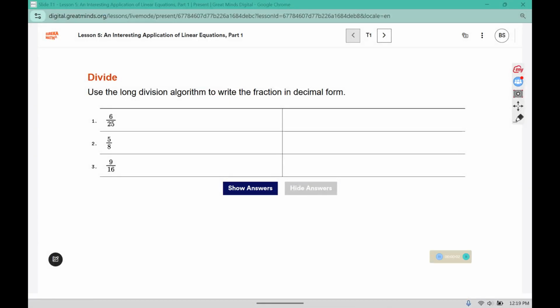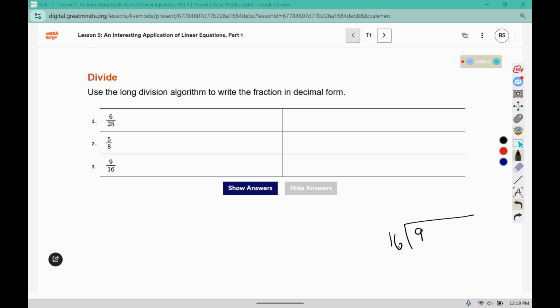Use the long division algorithm to write the decimal in fraction form. Okay, so we're dividing 9 by 16. 16 does not fit into 9, so we put a 0 on the top. And after the 9, there's an invisible decimal. Now we look at 90. So let's see, how many 16s can fit into 90?